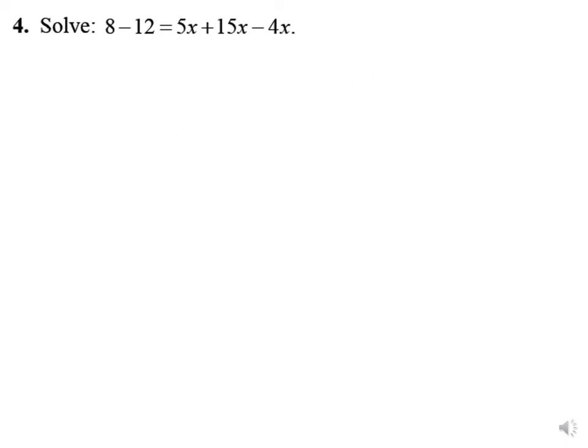Number 4. Let's see. First things first, we're going to simplify as much as we can on each of the sides before we do anything else, before we start running across here. So 8 minus 12 is minus 4. On the other side, on this side I just have x's. So 5x plus 15x is 20x, and 20x subtract 4x is perfect. Good there, 16x.